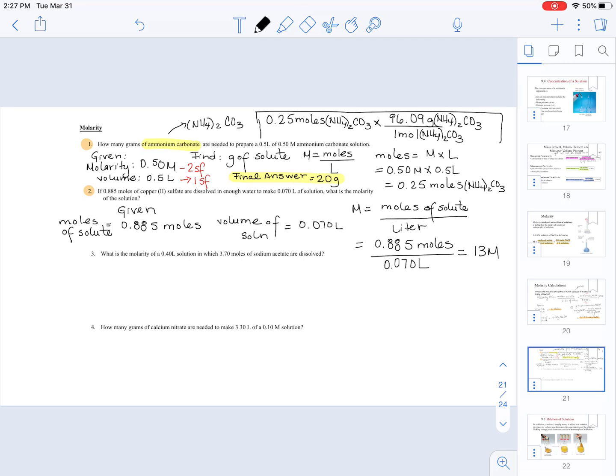Remember that the unit for molarity is molar. If you want to review the sig figs for this, remember that the first value has 3 sig figs and the second value has 2 sig figs. So that's why we report 2 sig figs.